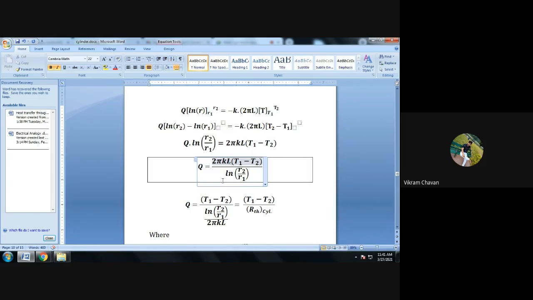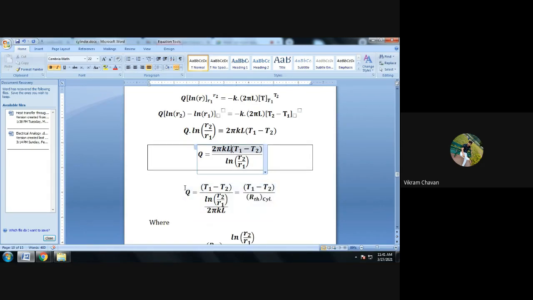So that we will get the equation as Q is equal to T1 minus T2, whole divided by ln of R2 divided by R1, divided by 2 pi kl. So that can be written as equal to T1 minus T2 divided by RTH cylinder, that is the thermal resistance of cylinder. This denominator term, ln of R2 divided by R1 divided by 2 pi kl.